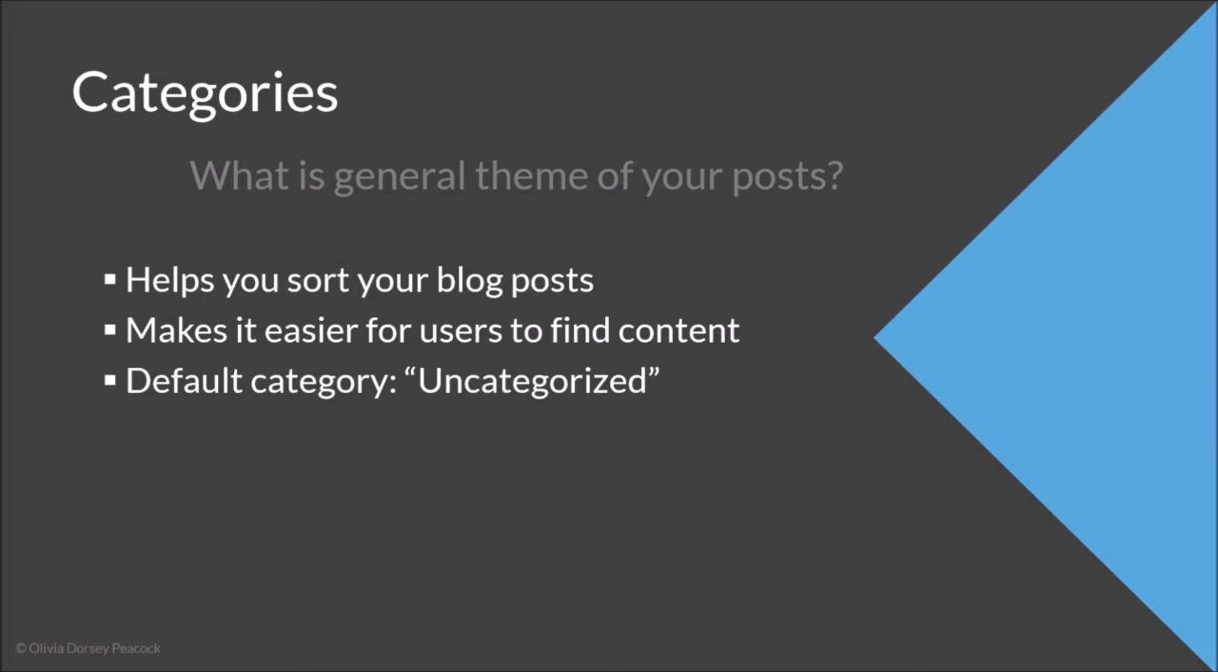You could also have a category for DNA or genetic genealogy or archives or libraries. Just the general overall theme of one specific blog post. So like I said, it helps you sort your blog posts. It makes it easier for users to find content. And as you'll notice, if you've ever set up a WordPress.org website or blog before, they have a default category called uncategorized. So I always recommend to people to go in and change that category from uncategorized to whatever you typically blog about, whether it's family history or, for example, military history or whatever you're talking about.